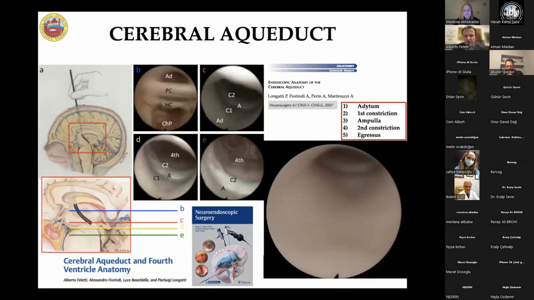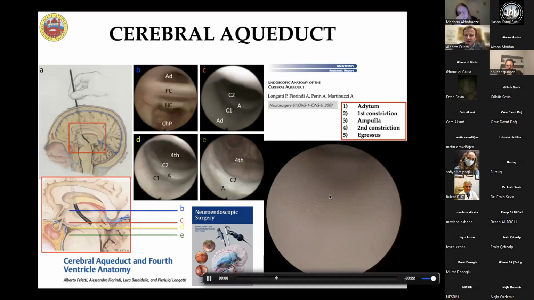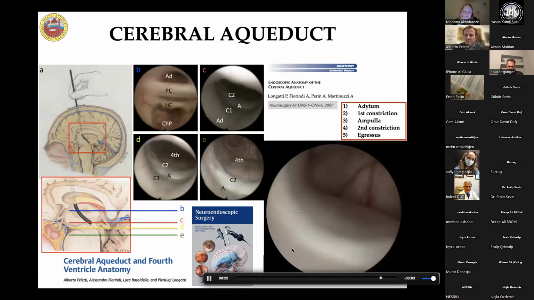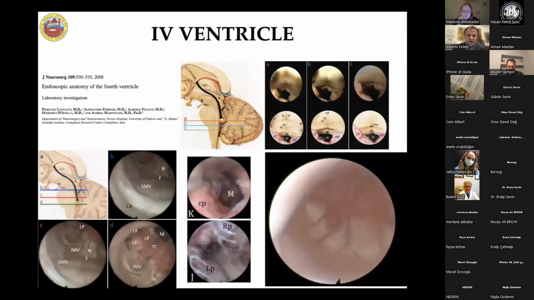Again, we described and we published the in vivo anatomy of the cerebral aqueduct. As you can see from this video, there are several parts of the aqueduct. We can also see the pulsations of the cerebral aqueduct, showing that actually the aqueduct has a compliance. So we showed the aditus, the first constriction, the second constriction, and in between the ampulla of the aqueduct.